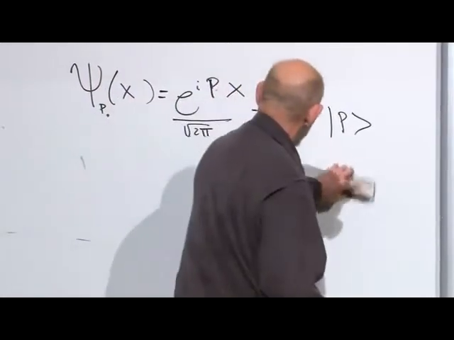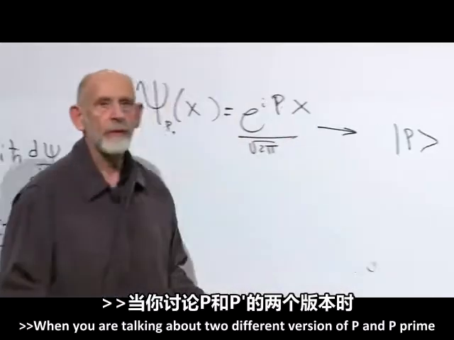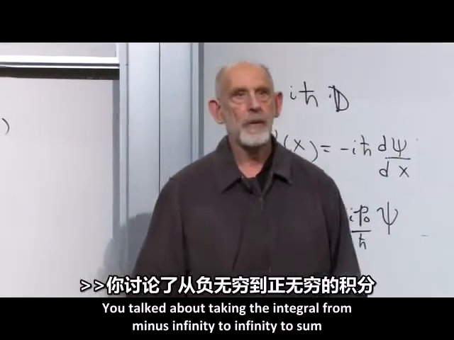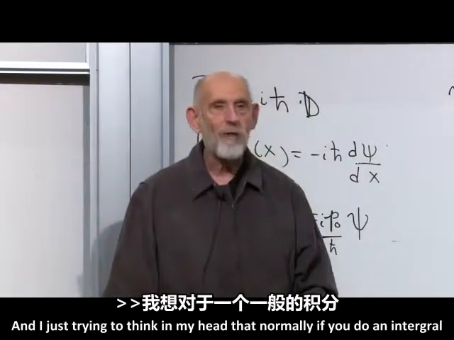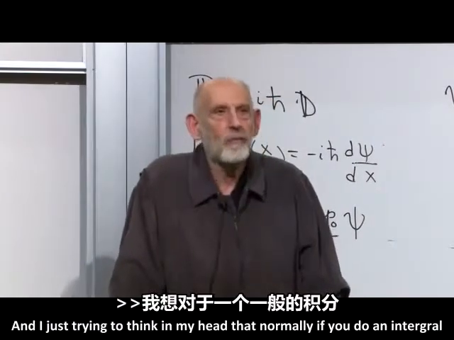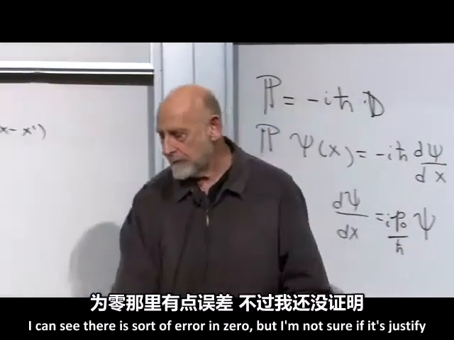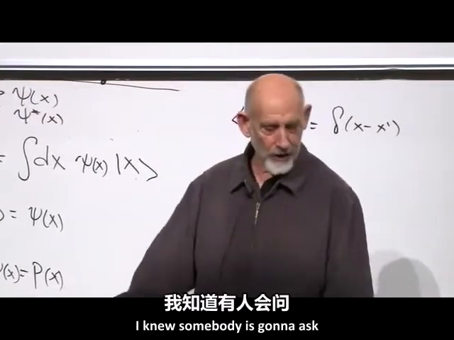Question? Yeah. When you were talking about two different p and p prime, you talked about taking the integral from minus infinity to infinity of some oscillating function, and you said this is 0. I'm just trying to think in my head, normally when you do an integral, how do you justify that as 0? I can see it's sort of average 0, but I'm not really sure how to justify it. Yeah, I knew somebody was going to ask.